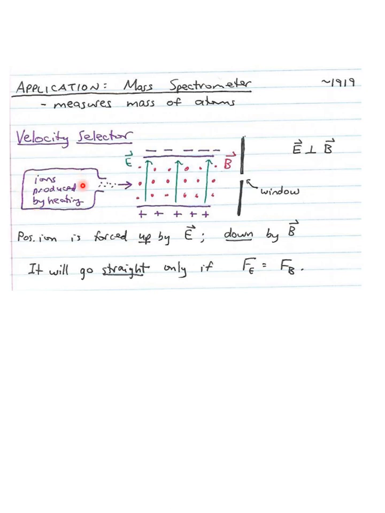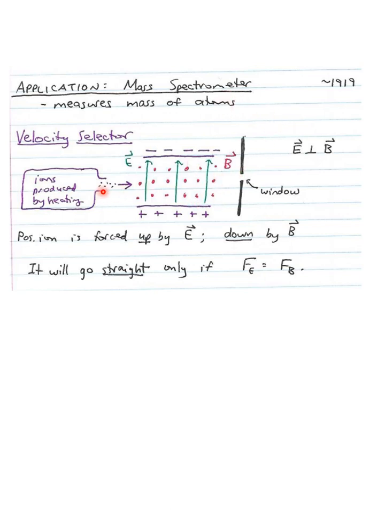We've got ions that are produced by heating. Ions are positively charged atoms, and they're put into this combination electric and magnetic field. Notice that the electric field is pointing up. The magnetic field is pointing out of the page. And how do they produce the electric field going up? Well, remember the parallel plates, positive down here, negative up there. So we have this uniform electric field.